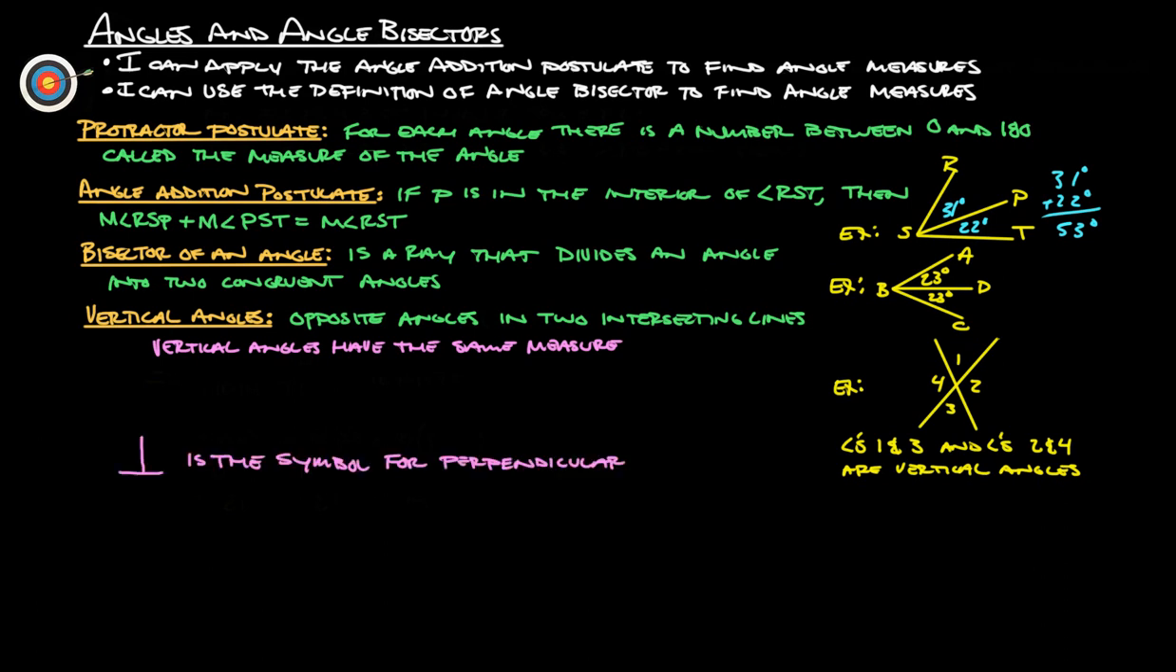Okay, one last thing as far as the notes. This upside down capital T symbol is the symbol for perpendicular, which means at a right angle. Okay? All right. Let's take a look at some examples.